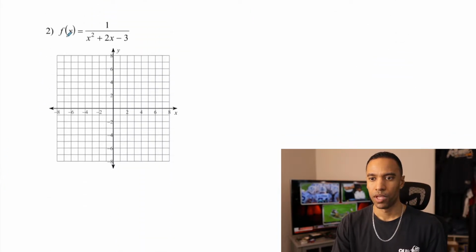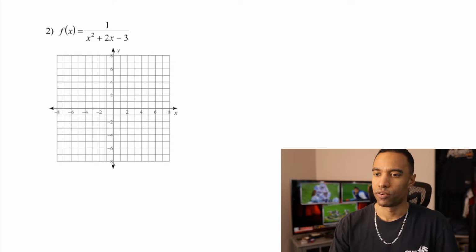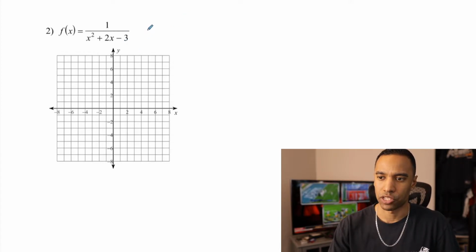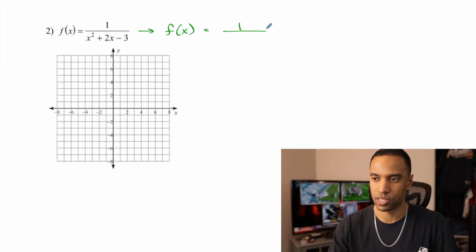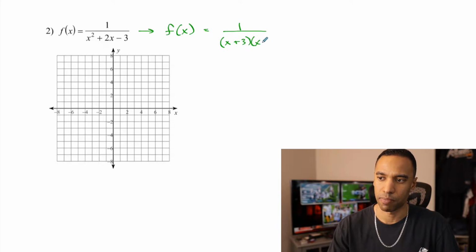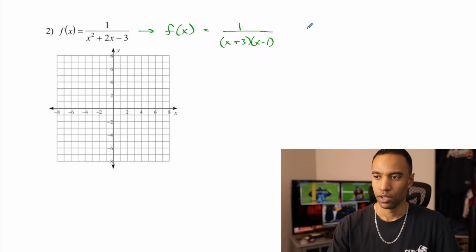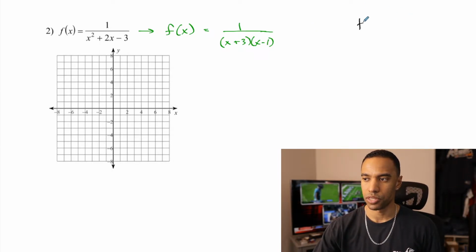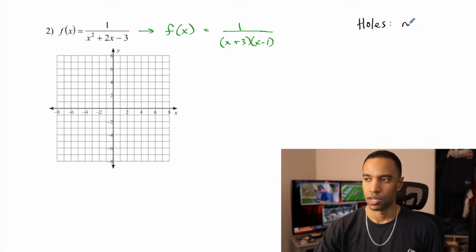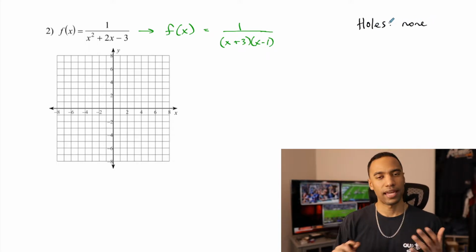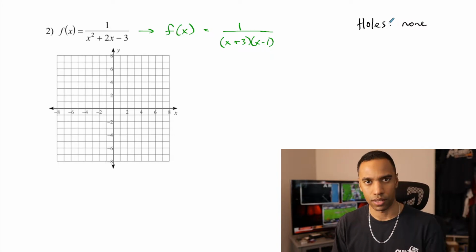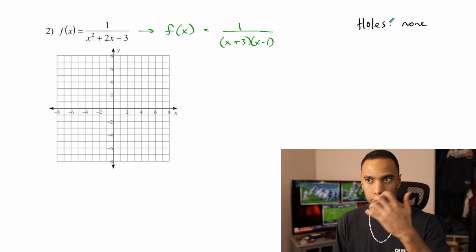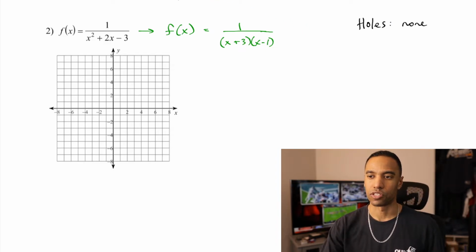Let's go down to number 2, where we have f of x equals 1 over x squared plus 2x minus 3. Like last time, guys, it is worth it to go ahead and factor this thing. The top is a 1. The bottom we can factor into x plus 3 times x minus 1. Nothing on top and bottom can cancel, so there are no holes. Holes, none, because we can't divide 0 by 0. If nothing cancels, then there's nothing to plug in for x on top to cancel something on bottom, or to divide on something on bottom to make 0.